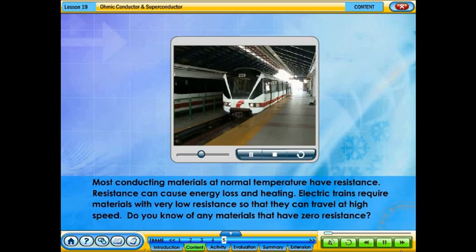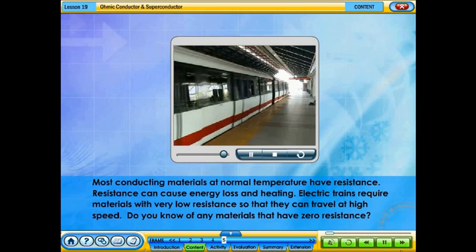Most conducting materials at normal temperature have resistance. Resistance can cause energy loss and heating. Electric trains require materials with very low resistance, so that they can travel at high speed. Do you know of any materials that have zero resistance?